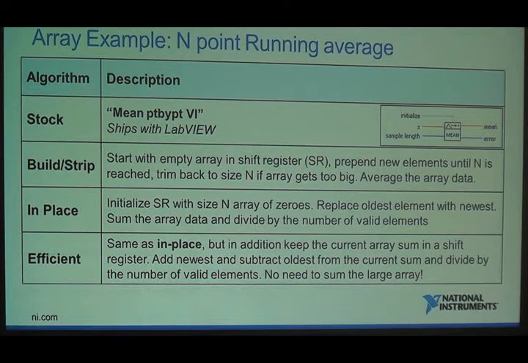In place, you allocate the full size and always replace the oldest with the newest, just going through it and averaging that one. And there's an efficient way. It's the same as in place, but in addition, we also keep the sum in a shift register, where we just add the newest value and subtract the oldest value. It's very simple. It's much faster than doing some huge array. And so we don't need to store some large arrays.